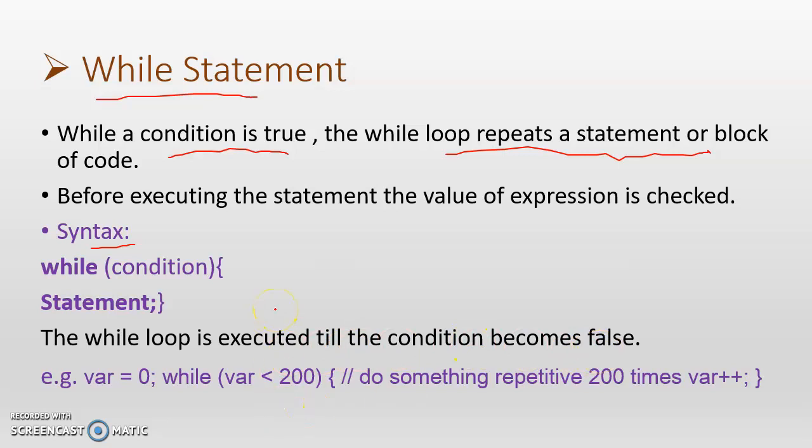Like the for loop statement, the while statement is somewhat similar. Here, for example, a variable is defined with initial value 0. In the while, the condition is given: var is less than 200, then do something repetitive 200 times by var++. So var will increment every time and it will repeat 200 times, because the condition is that the var variable should be less than 200. So this syntax will repeat the loop 200 times. So this is the while statement.